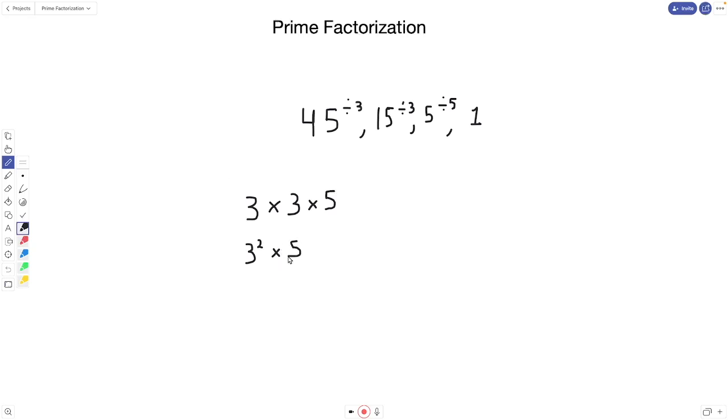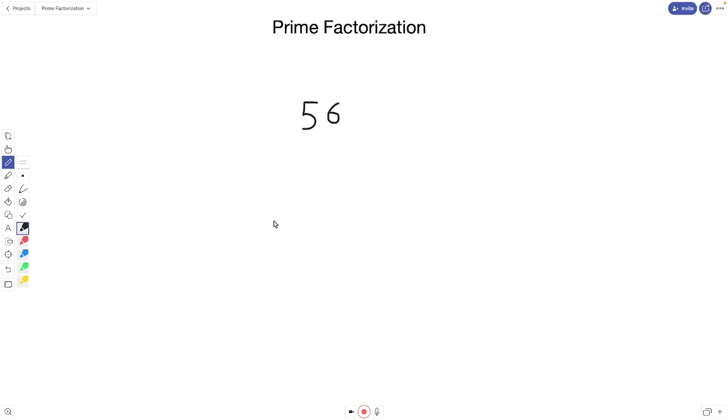All right, there we go. Let's do one more example. Okay, so for this one, it's a little bit more challenging. We got a big number here we're going to work with. So let's work on this. What is the lowest number that goes into 56?